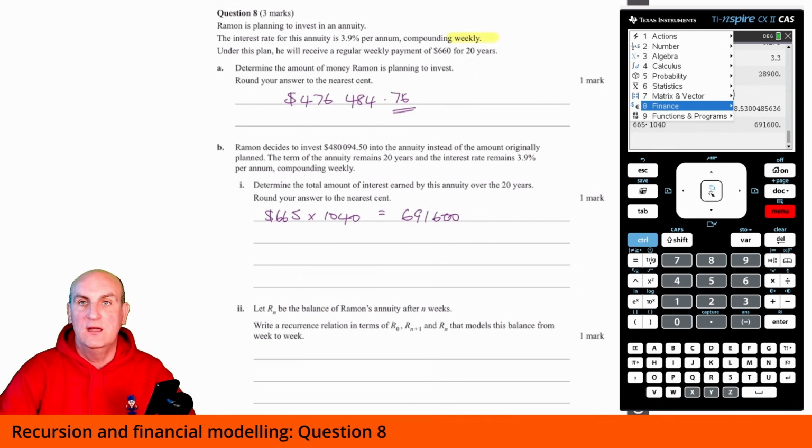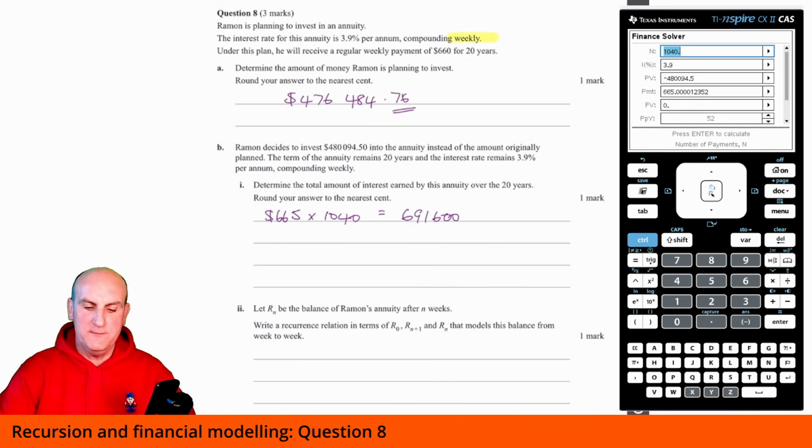So if I go back to my financial solver, bearing in mind he put in $480,094.50.